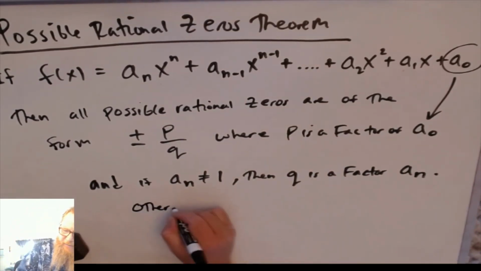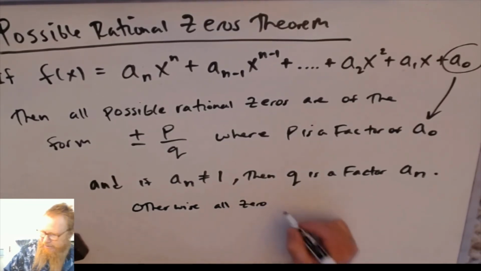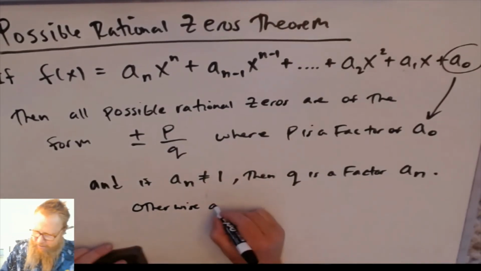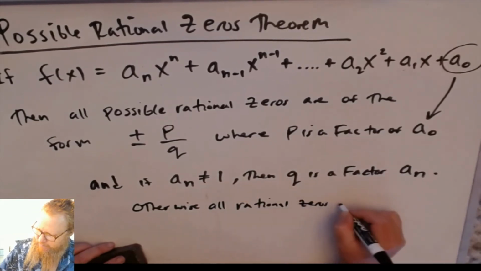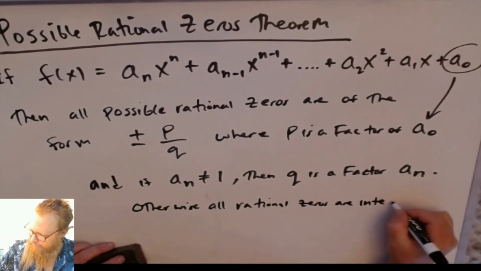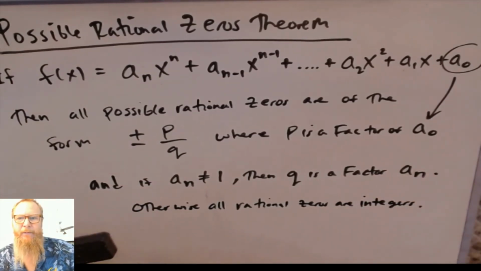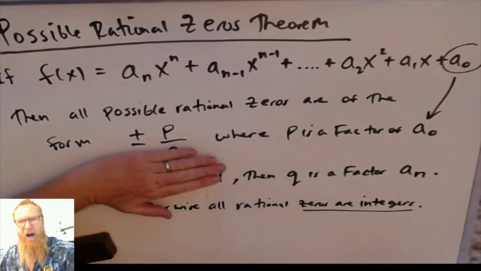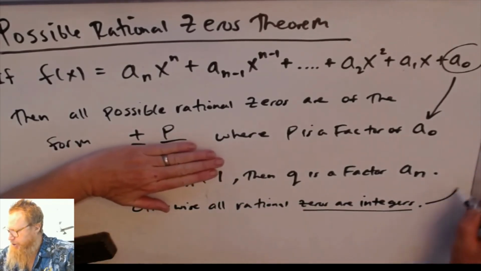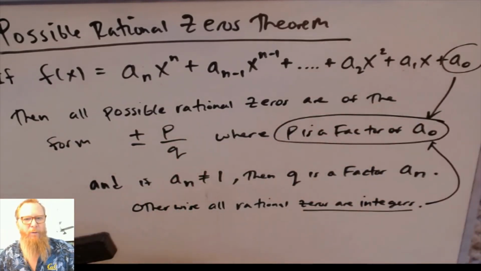Otherwise, all zeros, all rational zeros are integers. In other words, integers don't have a denominator. They would just be, as we saw in example 1.